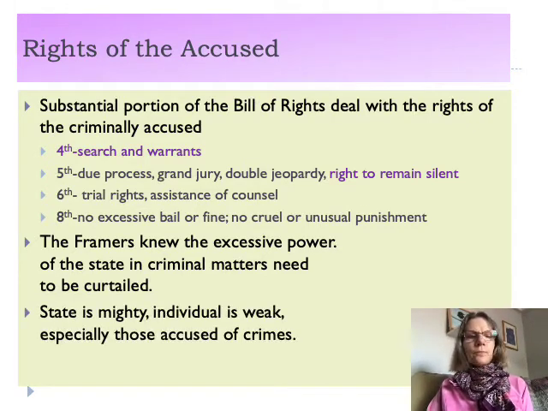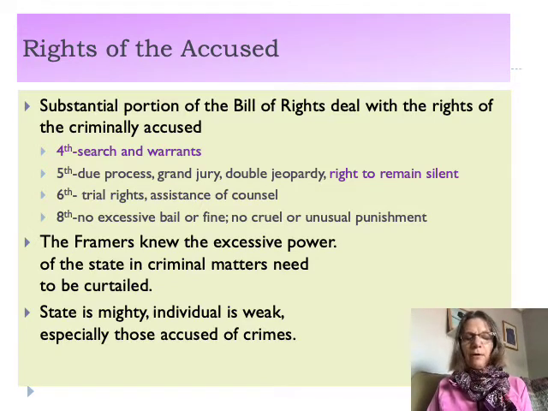apprehending criminals. And so, always when it comes to some of the civil liberties we've talked about during the course of the semester, the state has a lot of power. The individual doesn't have a lot of power. So the Bill of Rights is designed to curtail the general power of the government. But the state is even mightier and the individual is even weaker when that individual is accused of a crime.